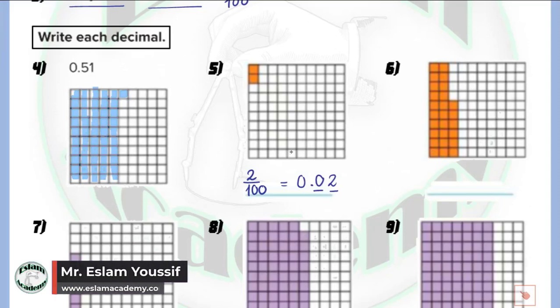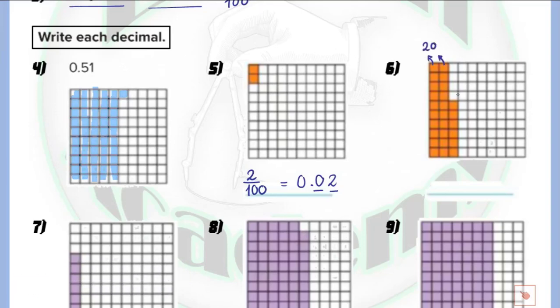Now in question number 6. The first column here represents 10. And the second one represents 10. So we have 20. Then after that, I will count the small squares. We have 1, 2, 3, 4, 5, 6. It means we have 26. 26 out of 100, because we said we divide this shape into 100 squares. Now it will be equal. Just write the numerator without any change. Because we have 100 down, after two digits, I will put the decimal point. So it will be 0.26.